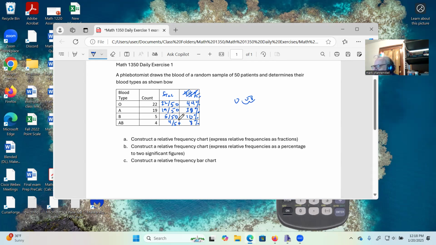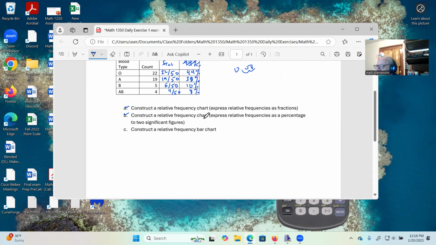So we've constructed a relative frequency chart as our fractions. We've done that, so check that off. We've constructed a relative frequency chart as a percentage. We've done that, check that off. And now we have to make a relative frequency bar chart.